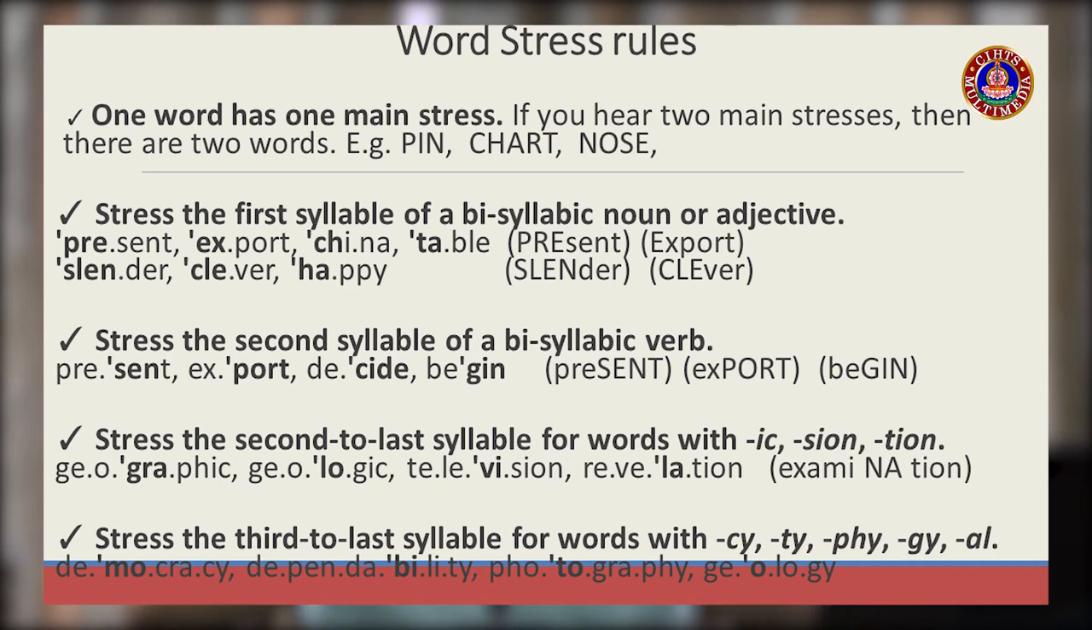So I can say this sentence. I want to present you with a present. Two same words, same spellings, but different parts of speech. The stress is not going to behave in the same way. This is what I mean by English is a stressed language.